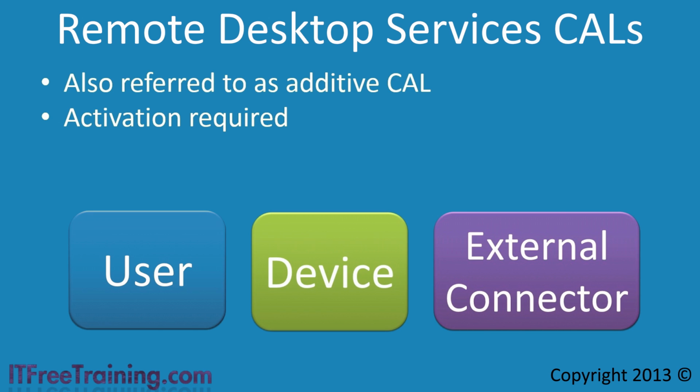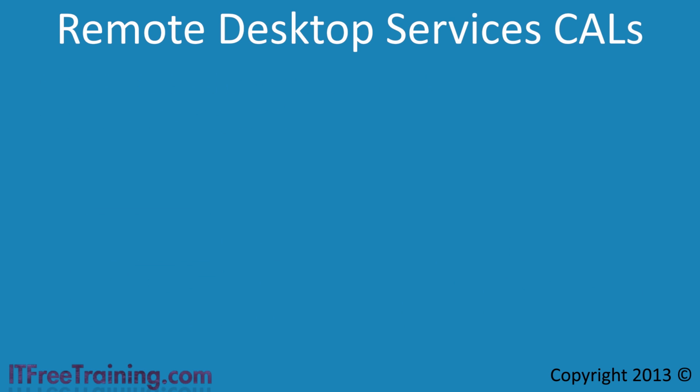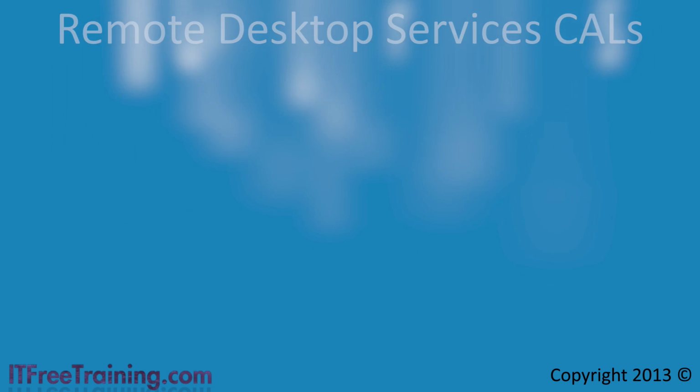They are User, Device, and External Connector. The Remote Desktop Services Device CAL allows a single device to connect to remote desktop services by any user. A Remote Desktop Services User CAL permits only one user using any device to connect up to the remote desktop services. The External Connector is used to access a single remote desktop server by multiple external users. It is used when a company wants to allow a third party, for example, an external contractor that works with your company, to connect to remote desktop services.